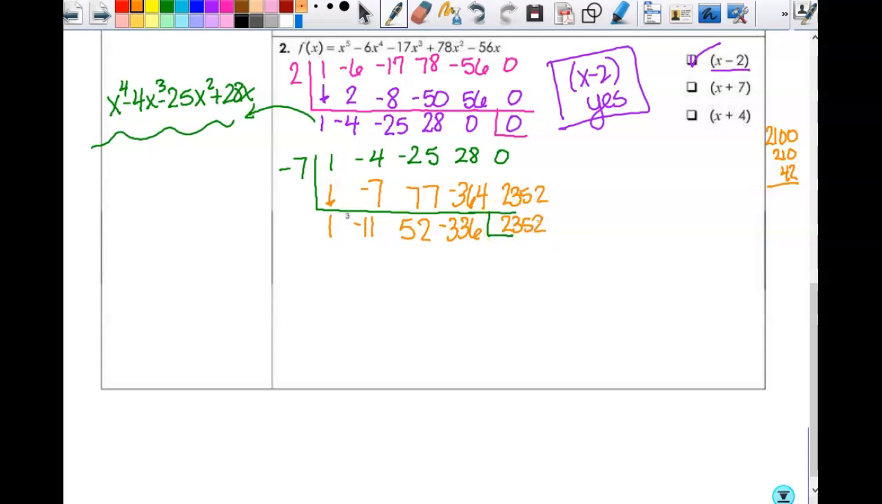Now, because of the nature of the question, does what this number is even matter? Nope, because clearly it's not going to be 0, which means it's not going to be 0. Does that make sense? But we still need to know how to do those things. So then that means that x plus 7 is a no. Right. So I'm going to put an x there.